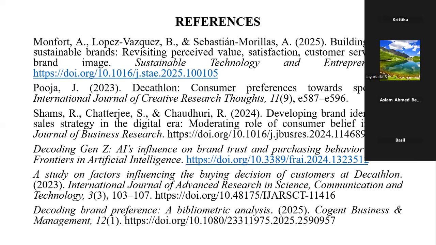So at the end, you will also put some references which you have considered for the purpose of the study. And finally, you will try to conclude with respect to your review of literature. So this is how review of literature can be done.